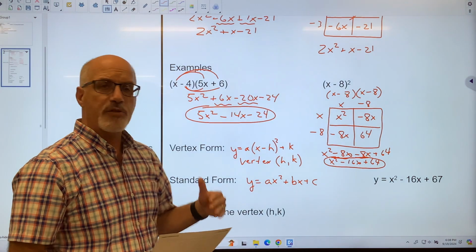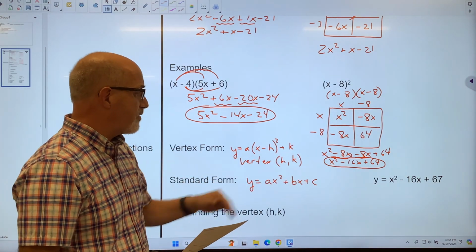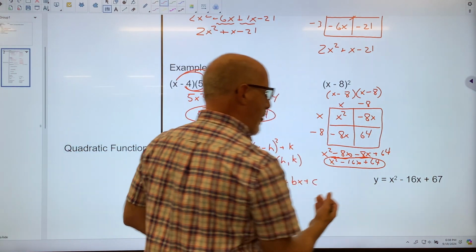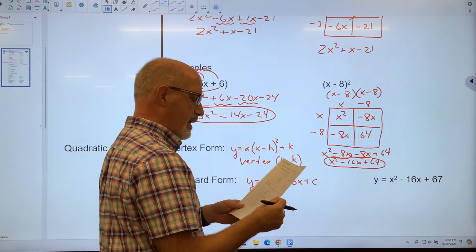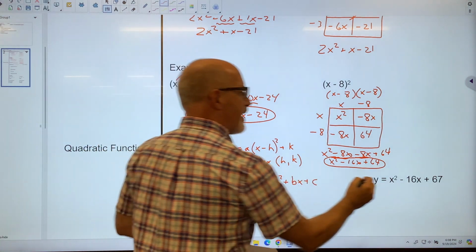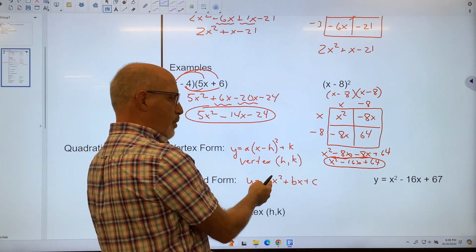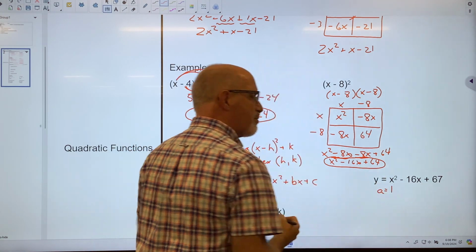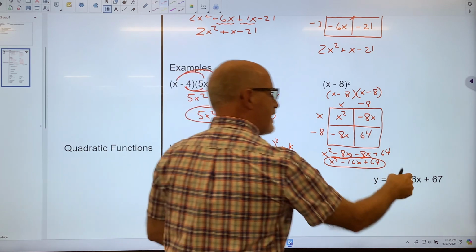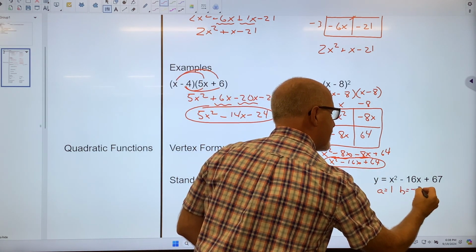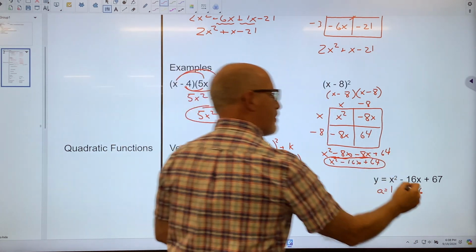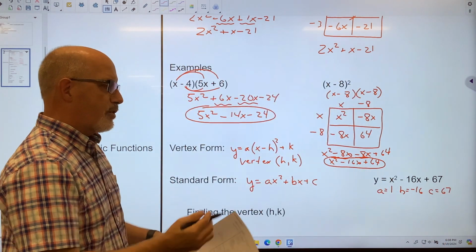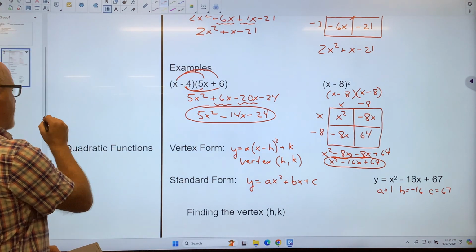It doesn't have the vertex pop out at you just like the vertex form, but we can calculate it. So looking at an example like this one here, this would be the standard form of a quadratic. Our a value is the coefficient in front of the x squared. Well, a here would be equal to 1 because there's not a number, it's implied to be a 1. B would be the negative 16. And then C would equal the 67. So we'll use those now in these examples.